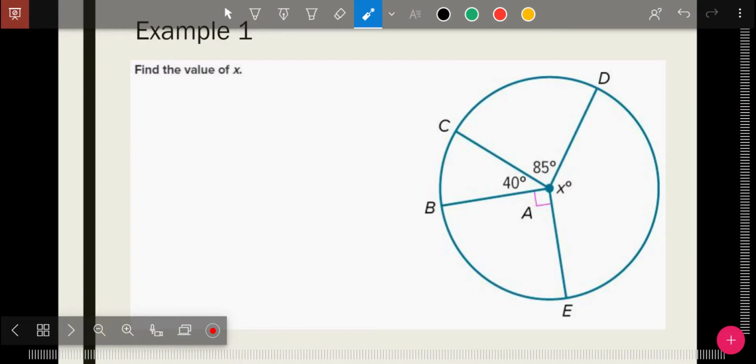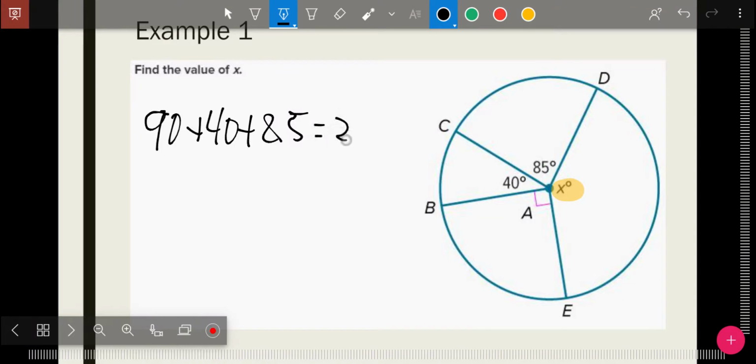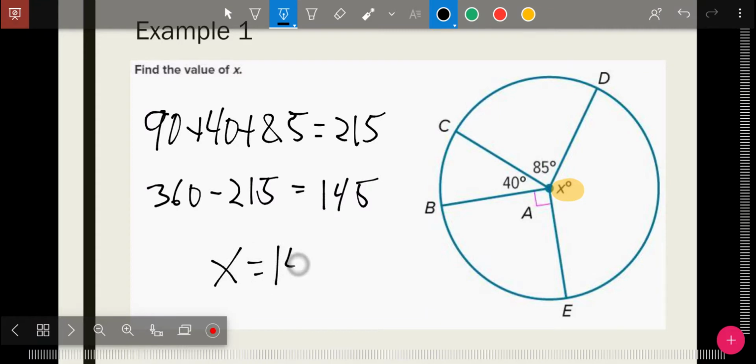All these questions are about combining the fact that the central angle links with the arc. And so X is right here. I know that the whole thing has 360 degrees. So I'm first going to add all of them up: 90 plus 40 plus 85 equals 215. And so I have 360 total, but 215 already there. And so 360 minus 215. I take a calculator, I type that in, and I get 145, and so x equals 145 degrees. You don't need to put a degree sign.